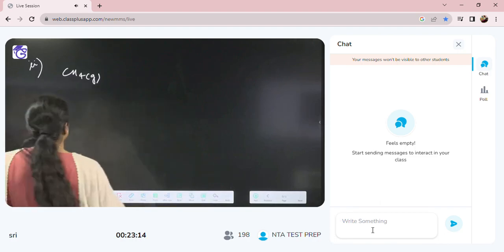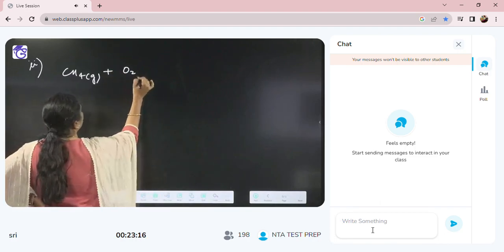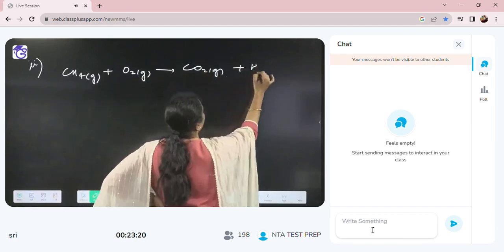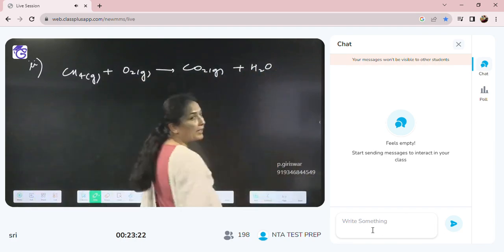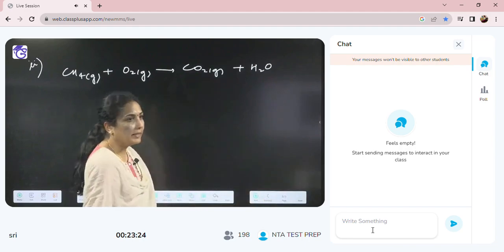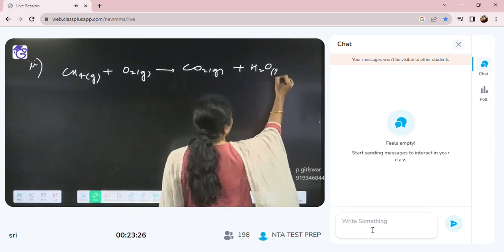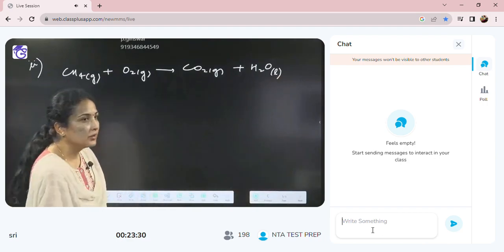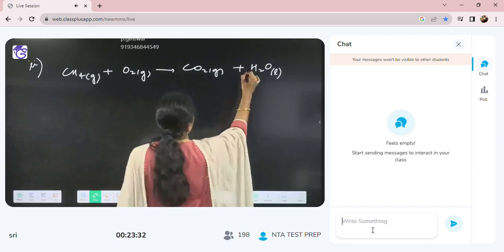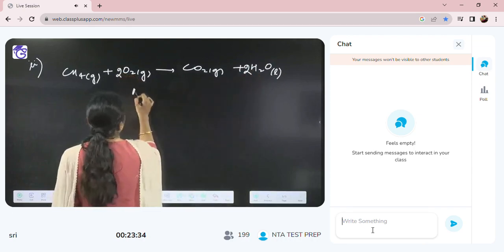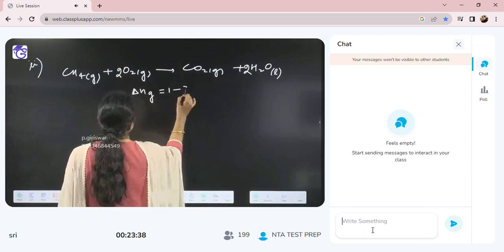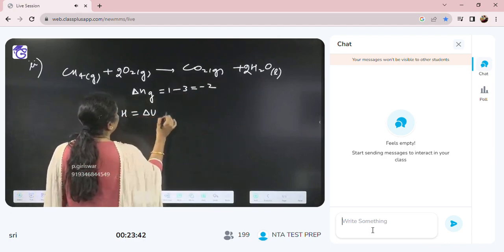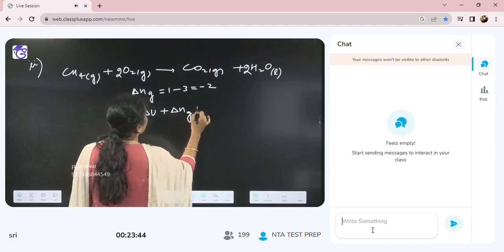For this combustion, CH4 plus O2 gas giving you CO2 gas plus H2O, liquid or gas? Liquid, because the temperature is 300 Kelvin. Around room temperature, water is liquid. You know? So the thing is, just balance it out here 2, here 2. So delta Ng will be 1 minus 3, which is minus 2. After that you apply delta H is equal to delta U plus delta Ng RT.